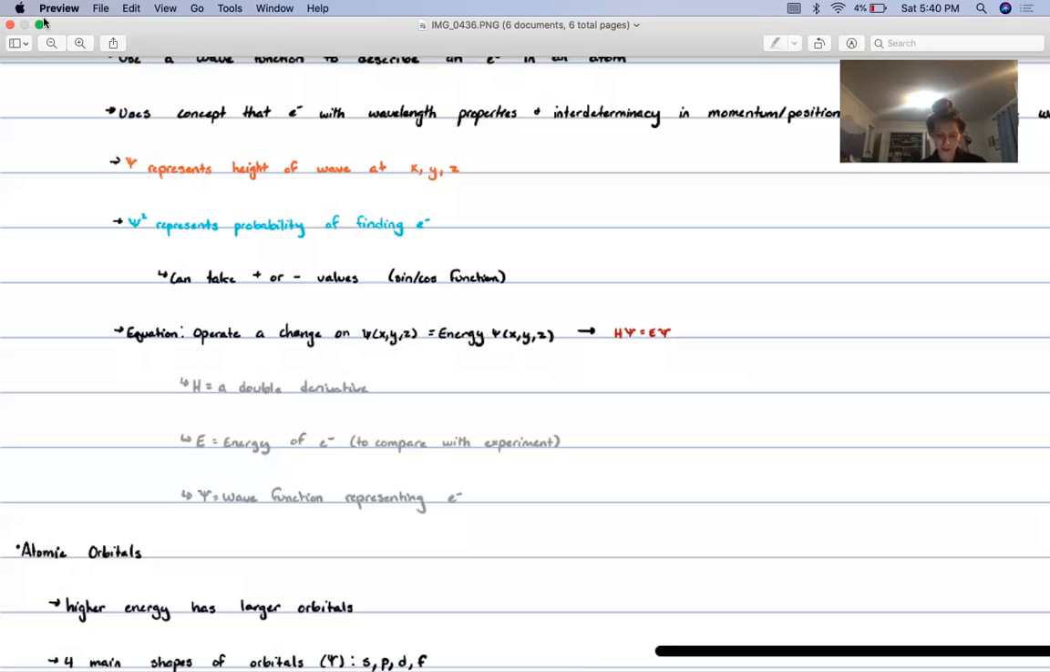Chemical bonds, chemical bonds. Man, this was a big section.